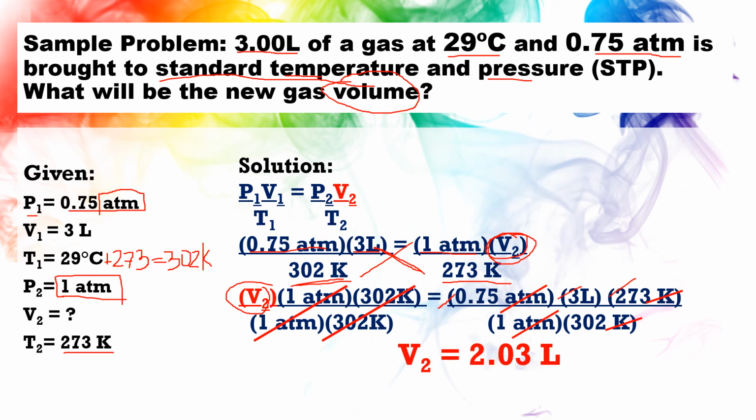So gas law problems actually are easy to solve. You just have to rearrange the formula so that you could get the unknown value. Okay.